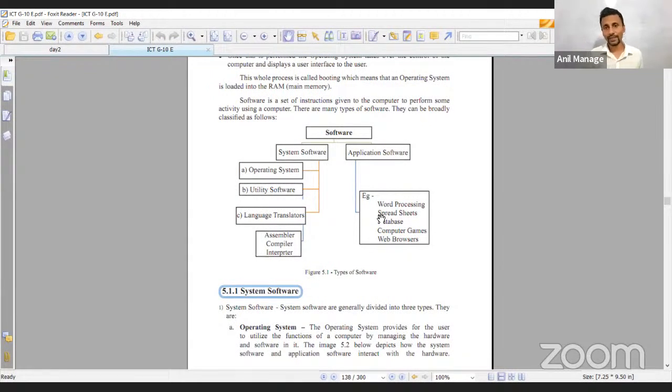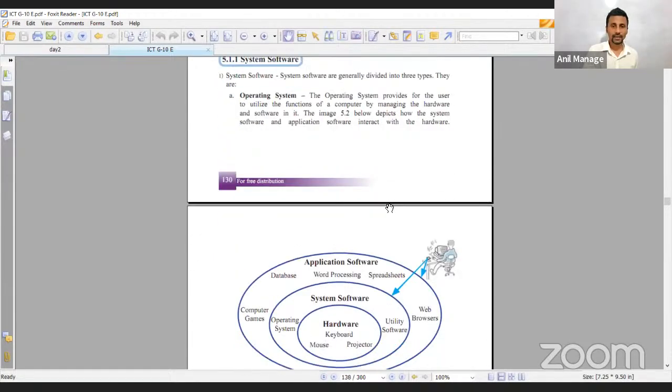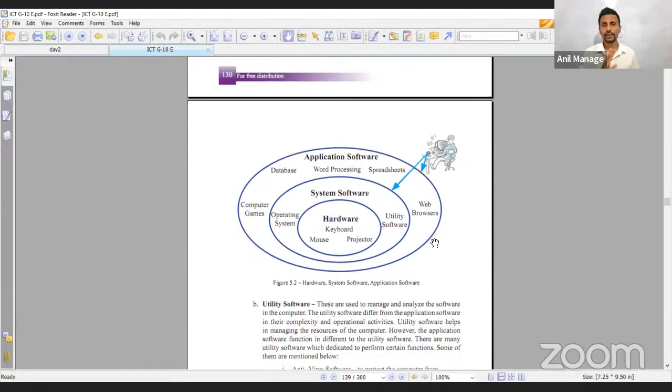Then the other thing is application software. That means normal software that you are using in day-to-day work, like word processing, spreadsheet, and all that. Okay, I'm not going to discuss this stuff again. This diagram is also a bit important.